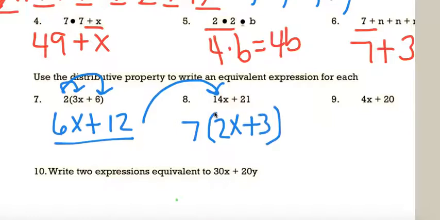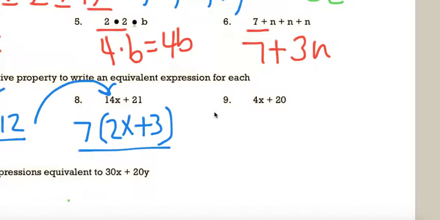Now, if I work out this problem, I should get what they gave me as 14x plus 21. We're going to do the same thing for number 9. What common factor do they have in number 9? What number goes into both of those? Well, 1 would go in both of them. 2 would go in both of them. But I bet the highest one I could do would be 4.